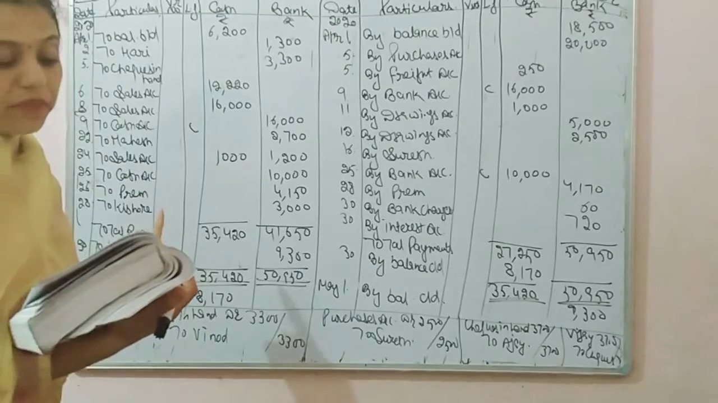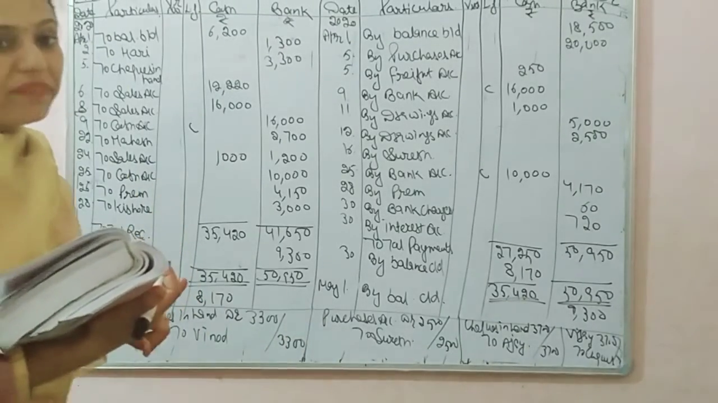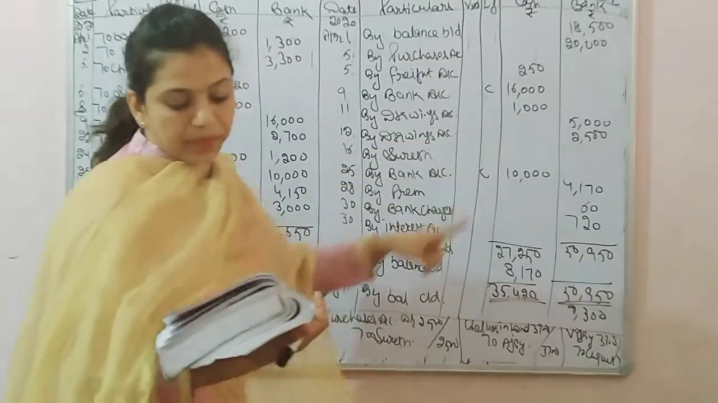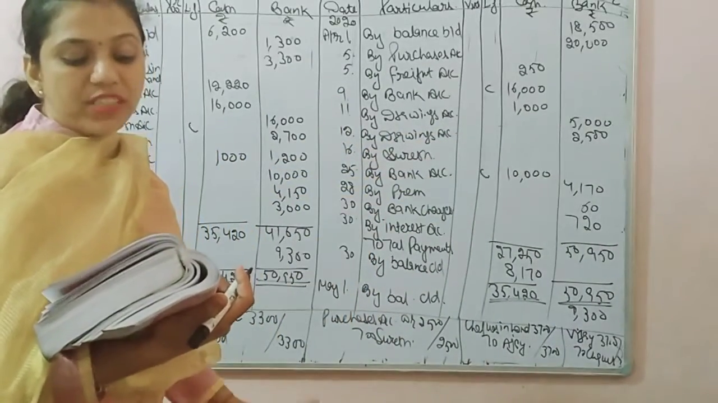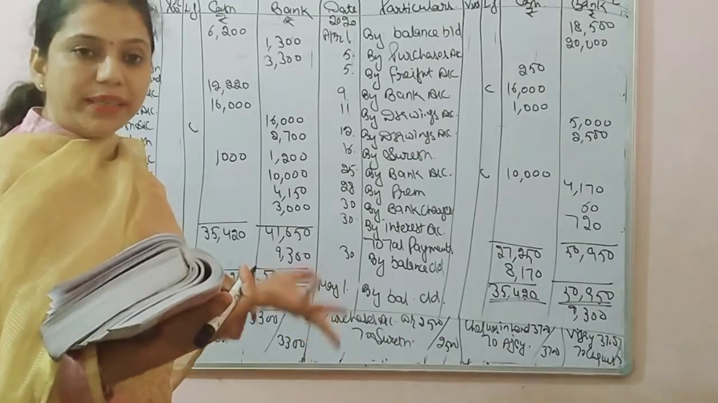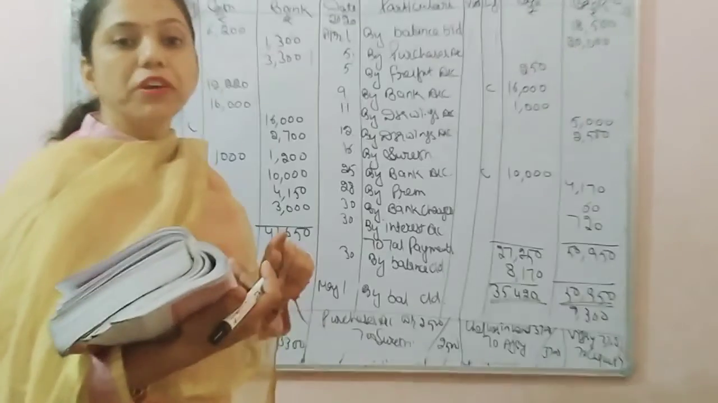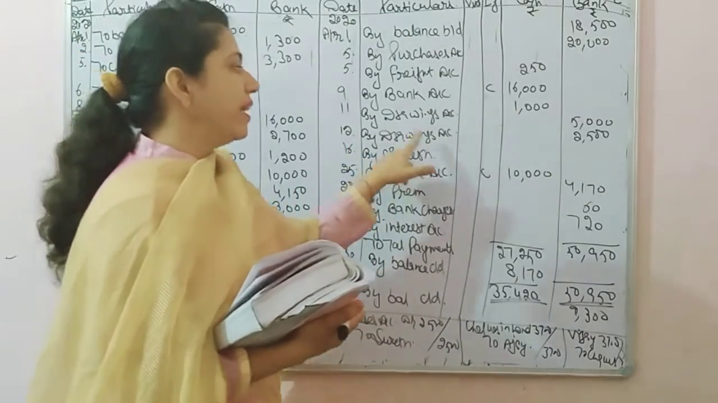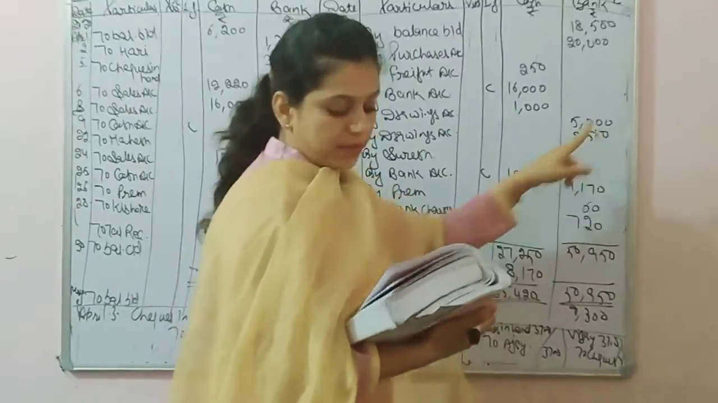Next, withdrew cash for private use. Private use means drawings. So by drawings and cash is decreasing. Next is withdrew by check for private use. Again it is a drawing but now withdrawn by check. That means bank balance is decreasing. So by drawings account, to bank balance.